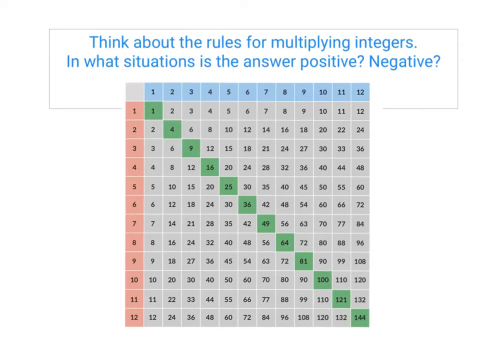Alright, so here's a multiplication table. I just want you to think back about the rules for multiplying integers. In what situations is the answer positive? And in what situations is the answer negative? Take a moment to think.